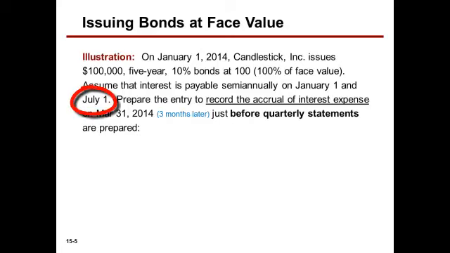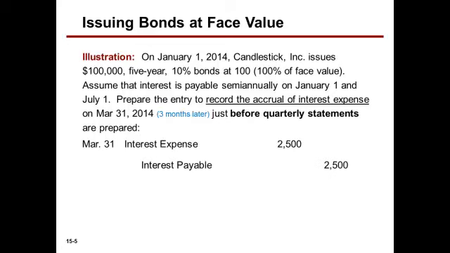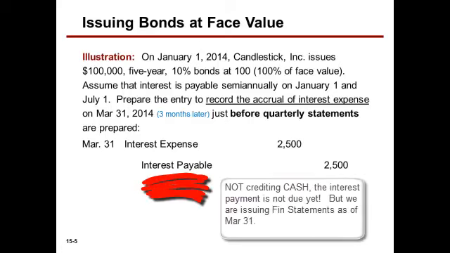Let's prepare the journal entry to record the accrual, not the payment, the accrual of interest expense on March 31st, 3 months after the issuance of the bonds, just before our quarterly statements are prepared. What's our journal entry? Interest expense, debit, $2,500. Interest payable, credit, $2,500. Increasing expense, which reduces owner's equity, and crediting interest payable, which increases liability.